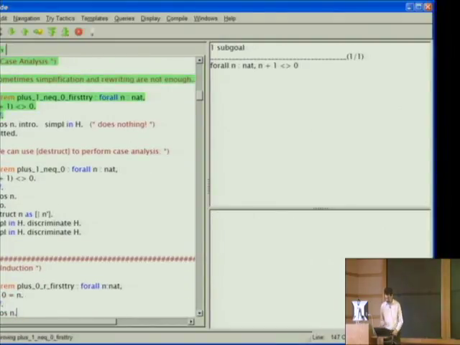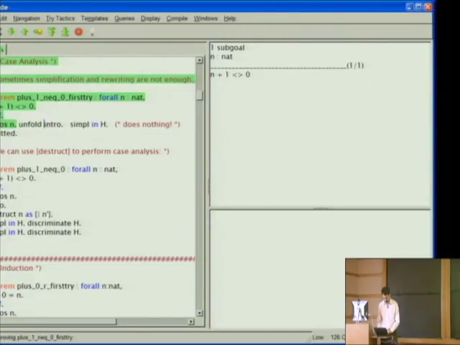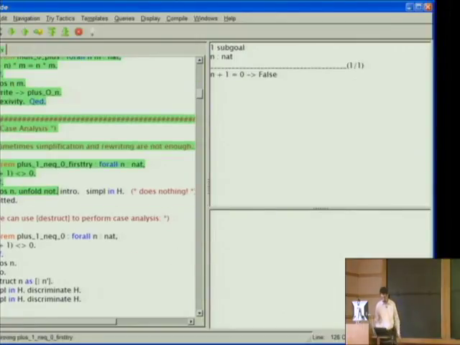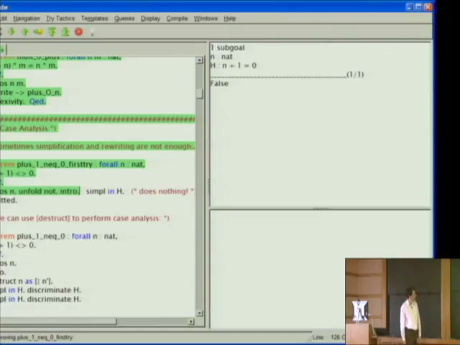Let's do this. Let's prove that for all n, n plus 1 is not equal to 0. And remember, we're in the natural numbers here. So let's see. Well, the definition of not is just implies false. That is, if we unfold not, which is negation, maybe it's this. There. We're really trying to prove that n plus 1 equals 0 implies false. So let's intro. Intro says, make up some name for this, which will be h. And now we can simplify in h, which tells us nothing.